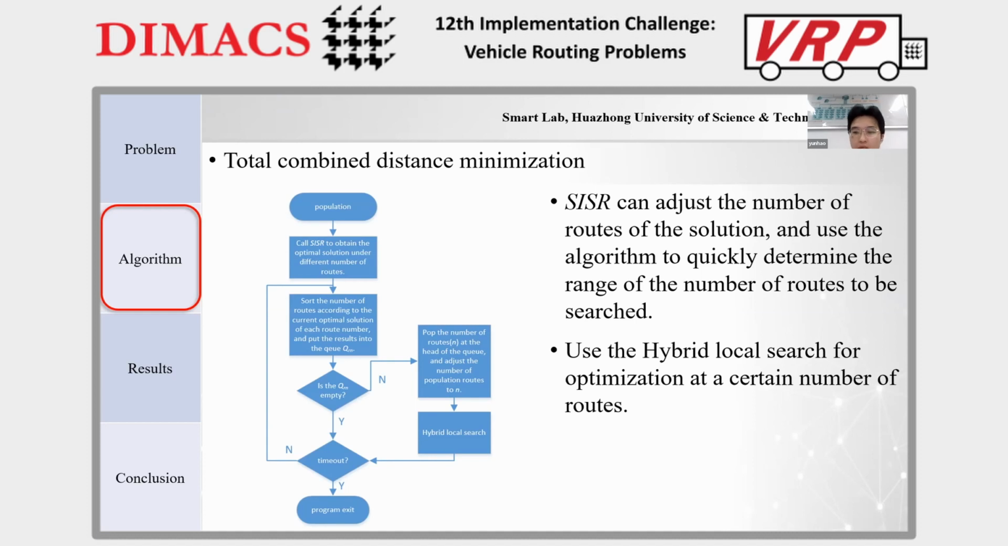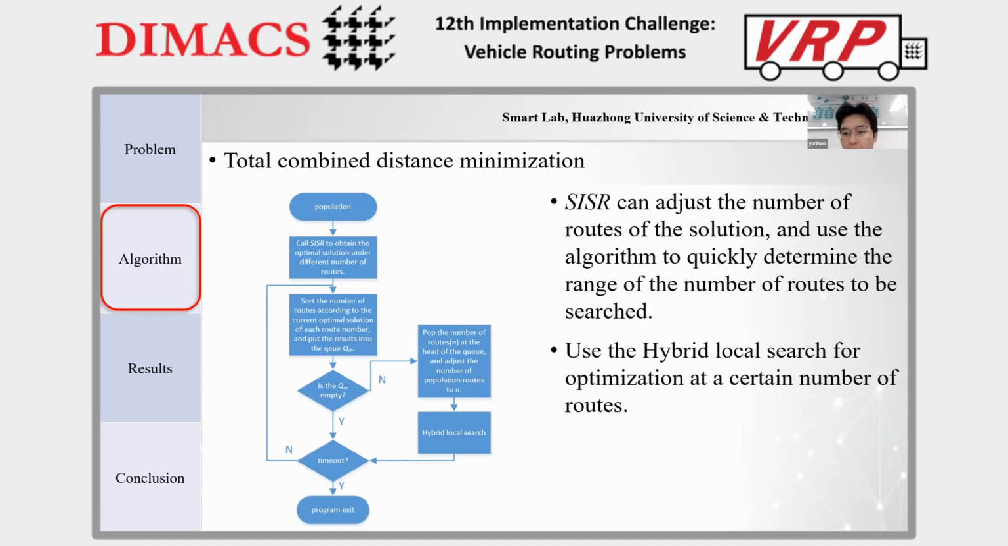For example, in instances of types C1 and C2, the customers are distributed in the form of clusters. It may be a better choice to assign a route to each cluster. So we use the ruin and recreate procedure to find the approximate number of routes.